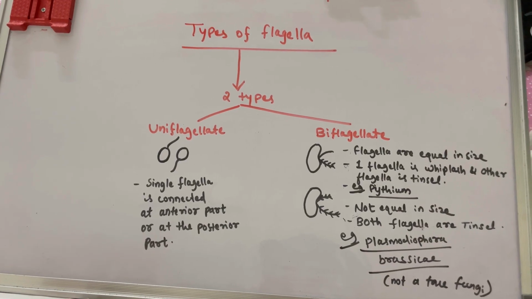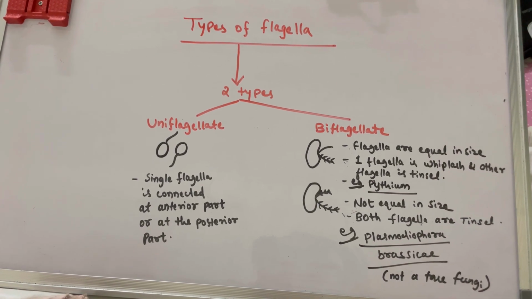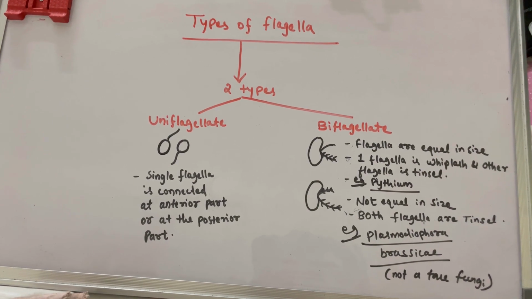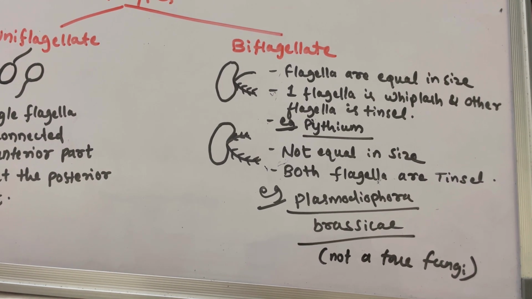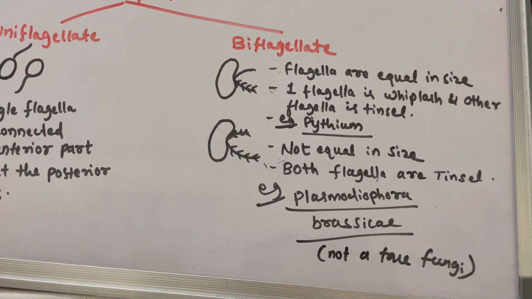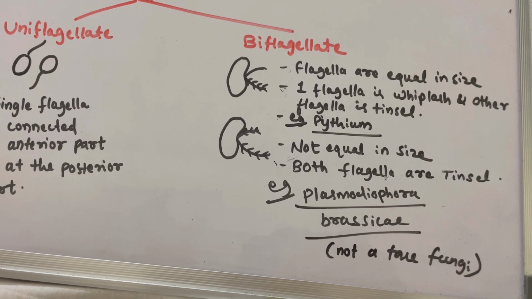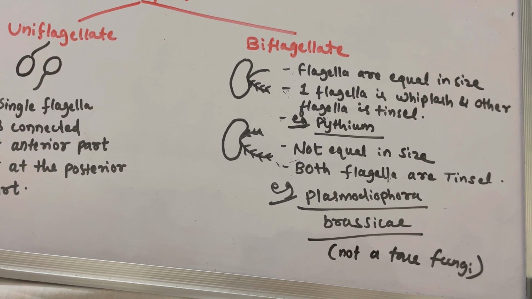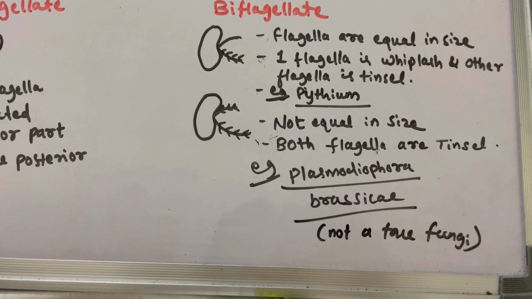There are two types of flagellation. One is uniflagellate and the other is biflagellate. In uniflagellate, a single flagellum is connected at the anterior part or at the posterior part. In biflagellate, there are two types. In the first case, flagella are equal in size. One flagellum is whiplash and the other flagellum is tinsel. Example, Pythium. And in the second case, not equal in size, both flagella are tinsel. Example, Plasmodiophora brassicae. And remember one thing, Plasmodiophora brassicae is not a true fungus.